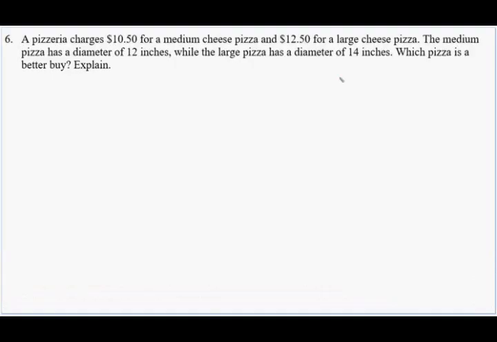Okay, and our last problem here is going to make you a better purchaser of pizza. We've got 2 pizzas, and what is it? $10.50 for a medium, $12.50 for a large. The medium has a diameter of 12. The large has a diameter of 14. Which pizza is the better buy?